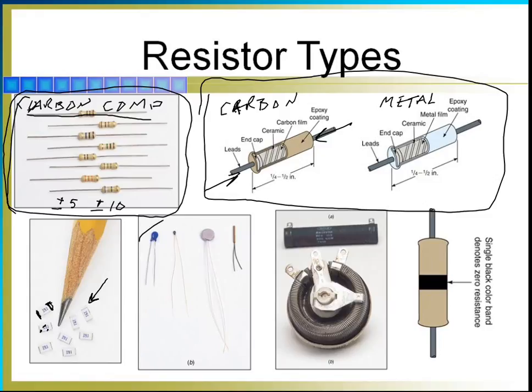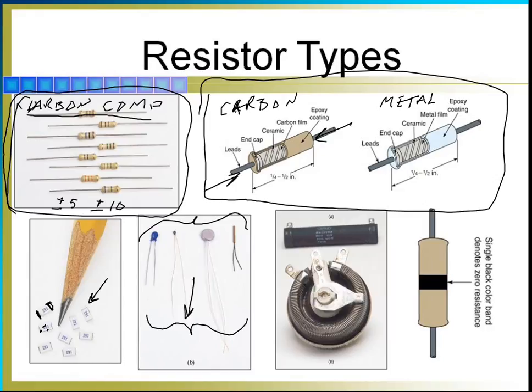Then you have thermistors, and these items change value as they heat up. So they can have a positive coefficient, that means they get to be more resistance as they get hotter, or a negative coefficient, which means the resistance goes down as they get hotter.